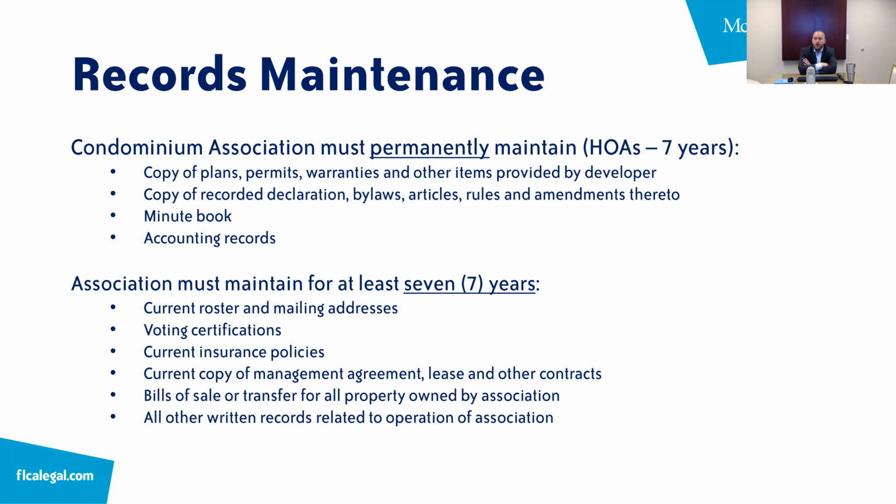I've seen that in earlier drafts of bills that haven't passed where they've discussed potentially expanding on it like they have for condos. Associations must maintain for at least 7 years the current roster and mailing addresses, voting certifications, current insurance policies, current copy of the management agreement, lease, and other contracts, bills of sale or transfer of property owned by the association, and then this is the real catch-all, all other written records related to operation of the association. That's really the catch-all: if it doesn't fit specifically within here, if you have it, you need to make it available.